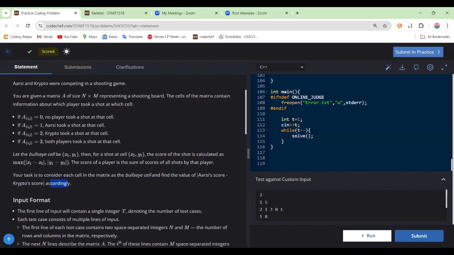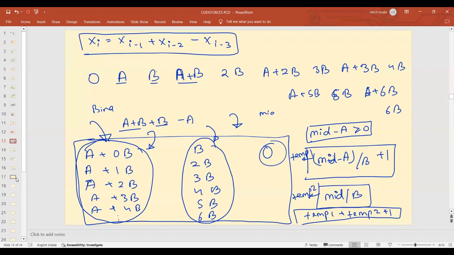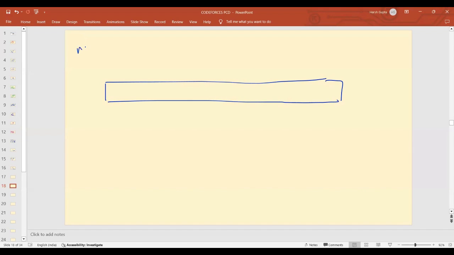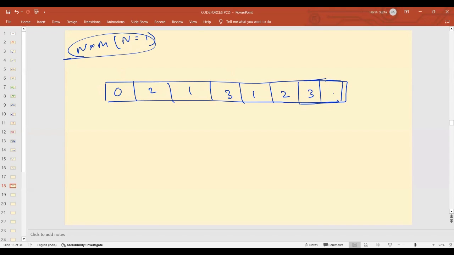Okay, so let's understand the question. You are given a 1D vector. I am not taking a 2D vector because they have mentioned that in an n cross m grid, the value of n is 1, so it's a waste if you take a 2D vector. So I am just taking a 1D vector, and this is a vector constructor. Let's take some values: 0, 2, 1, 3, 1, 2, 3, 1. Okay, we took these values.